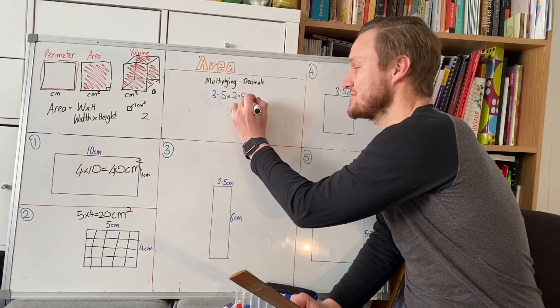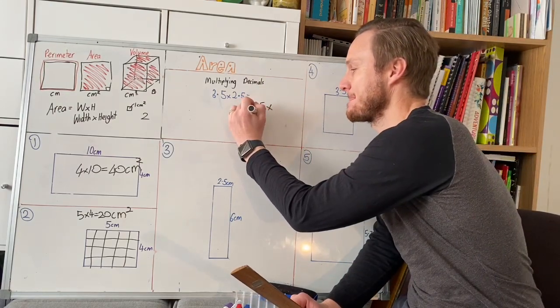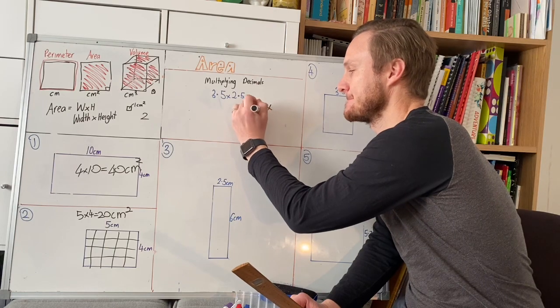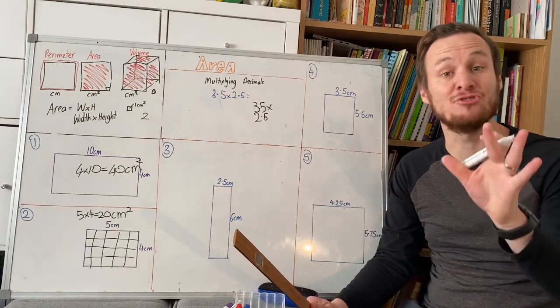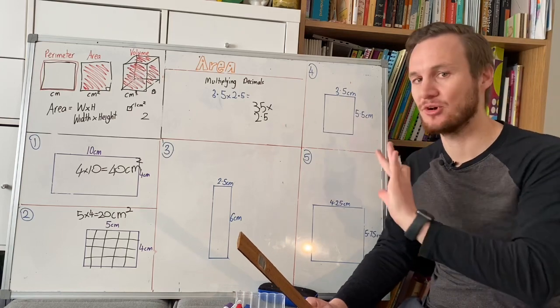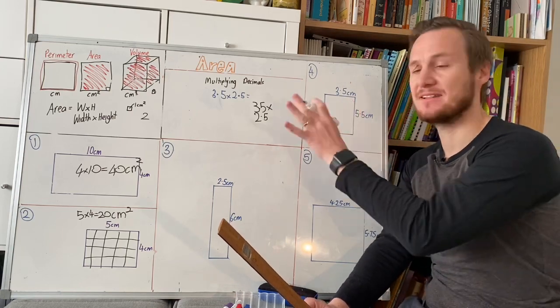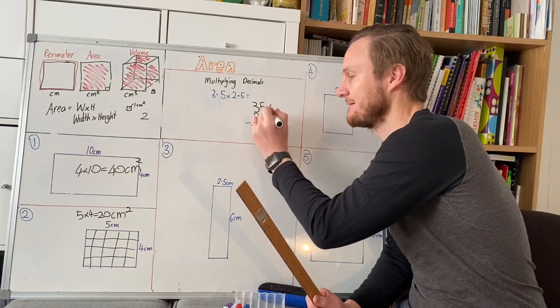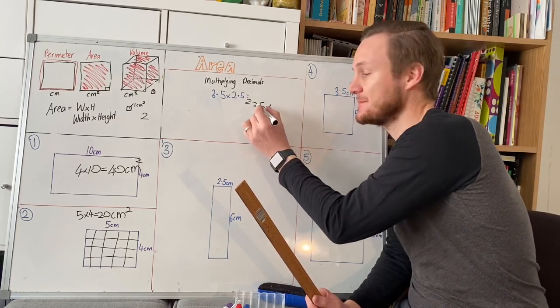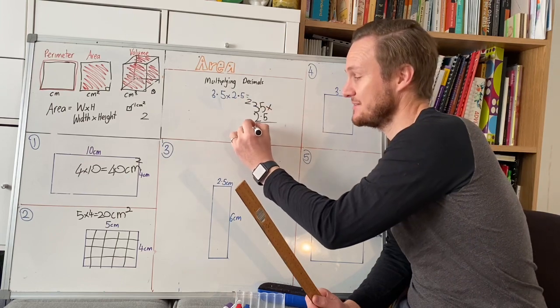So let's write it down like this. We're going to write it down with the decimal places, but we're not going to worry about them at all. We're going to pretend like they don't exist. So 5 times 5 is 25. 5 times 3 is 15, plus 2 is 17.